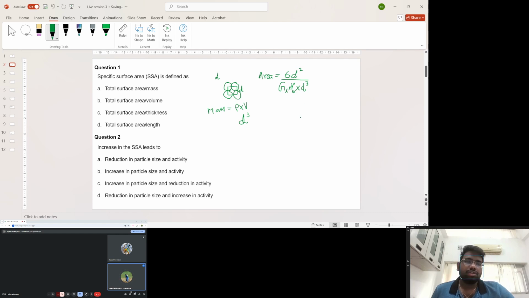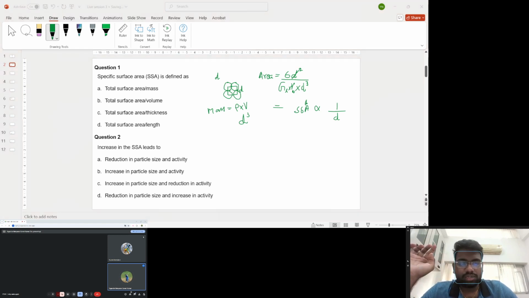Now you can cancel this d square and d, right? So specific surface area is inversely proportional to d, 1 by d. Yes, sir. 1 by d. So now you will understand.